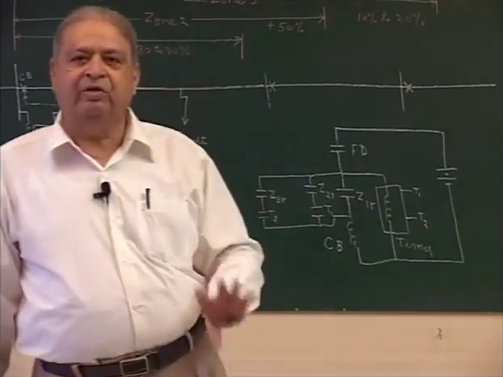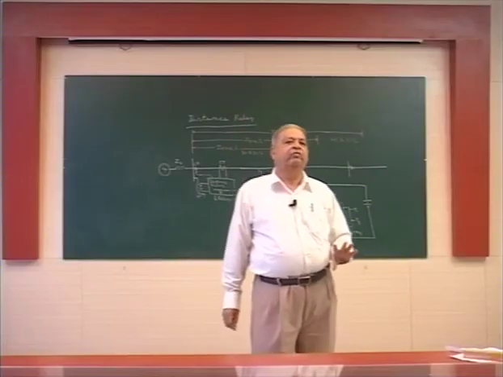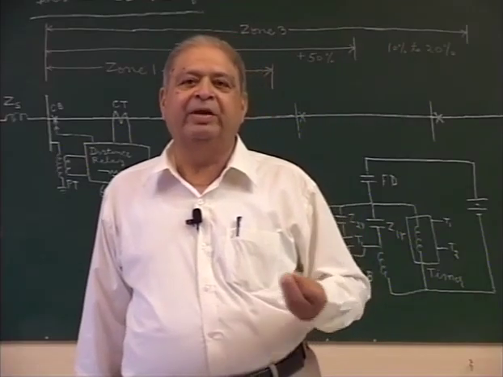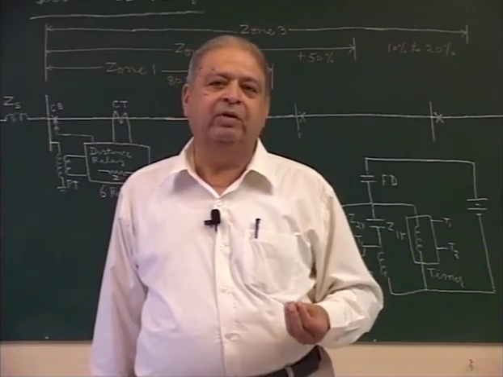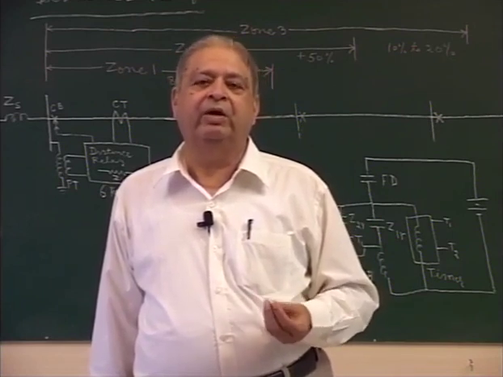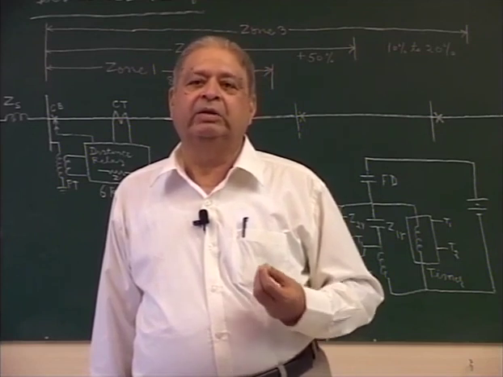So the same 6 relays, in which we have different values of replica impedances, we can use for tripping in the first zone, or tripping in the second zone, or tripping in the third zone.